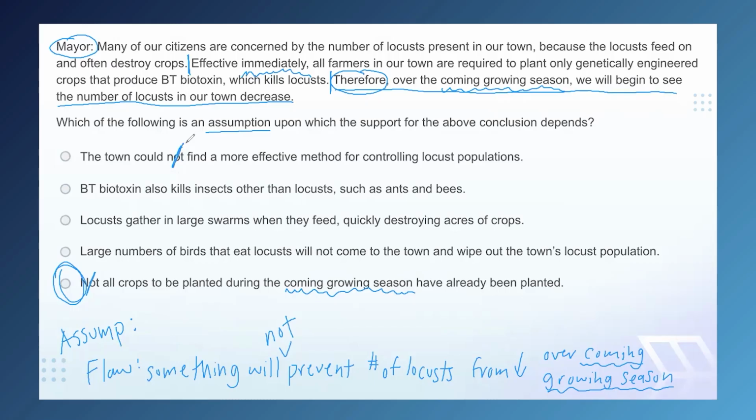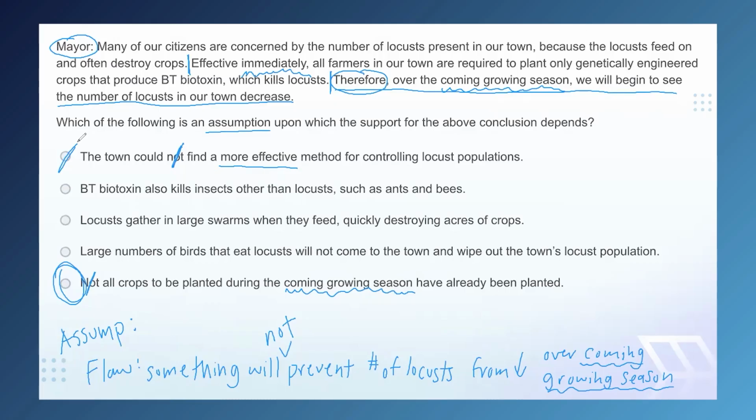The town could find a more effective method for controlling locust populations. Is that going to prevent the number of locusts from decreasing over the coming growing season, that there is potentially a better way to decrease the number of locusts? No, it just means that there's potentially a better way, but it doesn't make our plan a failure. This is a classic trap with plan questions, presenting a better plan. But the question here isn't, is our plan the best possible plan? It's, will our plan achieve its goal at all? And here the goal is for the number of locusts to decrease. Having a more effective plan does not prevent it from doing that. This is a wrong answer and a classic trap.